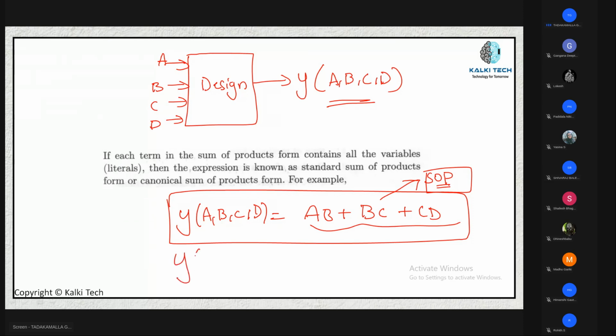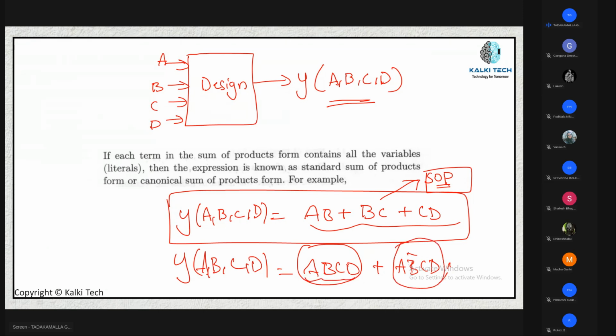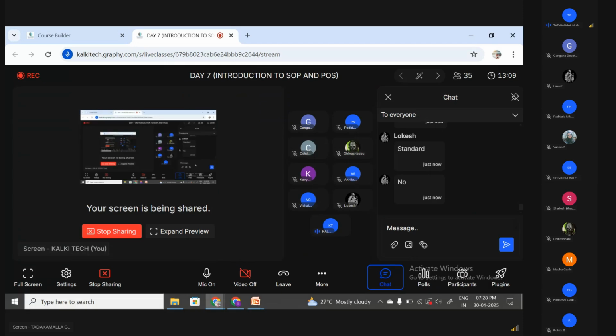What is the example then? Y of A comma B comma C comma D, which is nothing but ABCD plus AB bar CD. You can say anything. Each product term should consist of all the variables, all the four variables. Then only it is called standard sum of product or canonical sum of product form. So if each product term consists of all the variables, then only it is known as standard or canonical form of SOP representation.